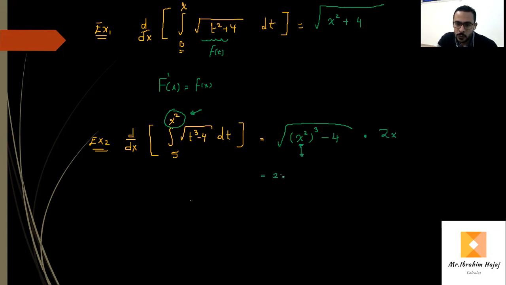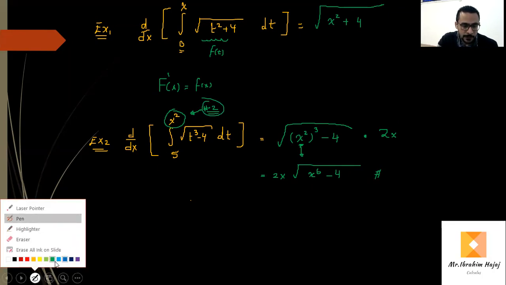So my final answer is 2x into radical x to the power of 6 minus 4. This is your final answer. Leave it like this, 2x, and that's it, radical x to the power of 6 minus 4. So again, what's the second case? The second special case is when we have x squared or another function, not x, we have to multiply by its derivative after we substitute.